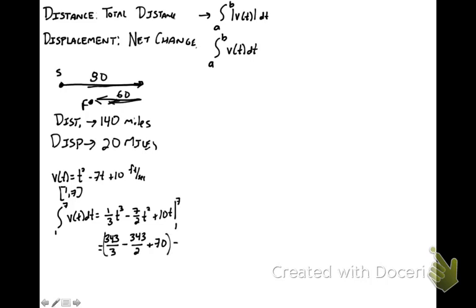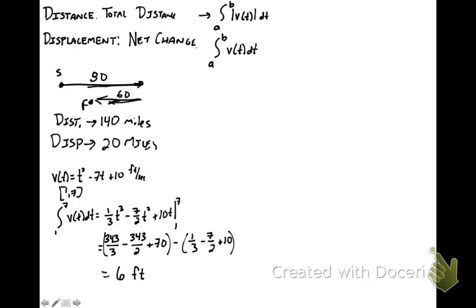and that, subtracted from that, will be the quantity I get when I substitute in 1, so that'll be 1/3 minus 7/2 plus 10. When I simplify all of this down, I find that my displacement is 6. And my units on this have to be feet, 6 feet, since my velocity was in feet per second. So my total displacement in this case is 6 feet.